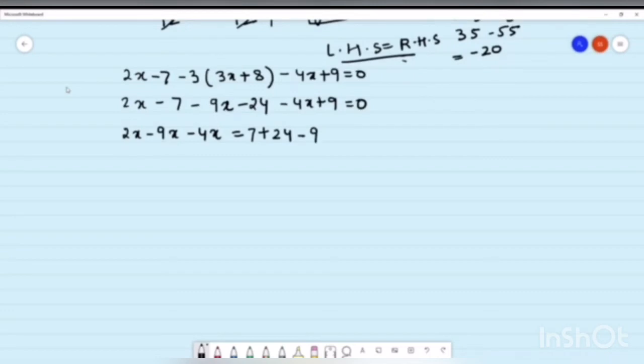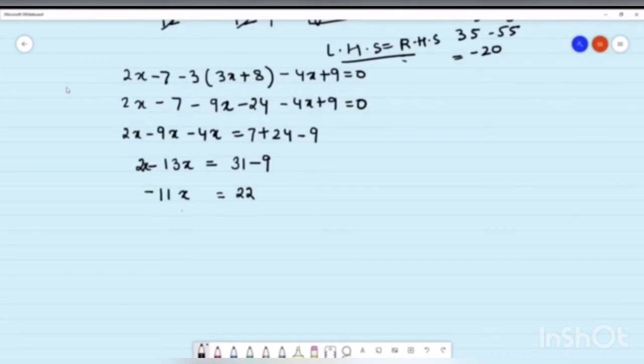We'll solve them. 2x minus 13x is equal to, we are adding negative terms together. Here we'll add positive terms. 31 minus 9. This will be minus 11x, because 13 is greater than 2. We'll put a minus sign. Here we get 22 positive, because 31 is greater than 9.